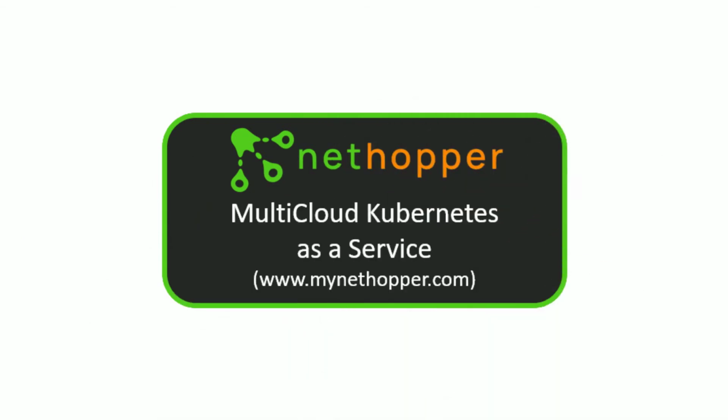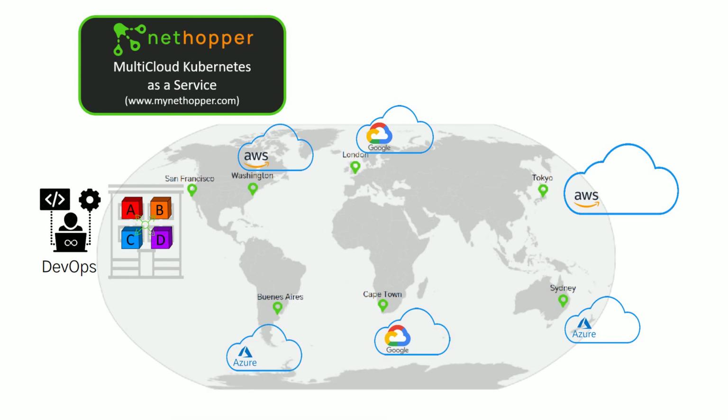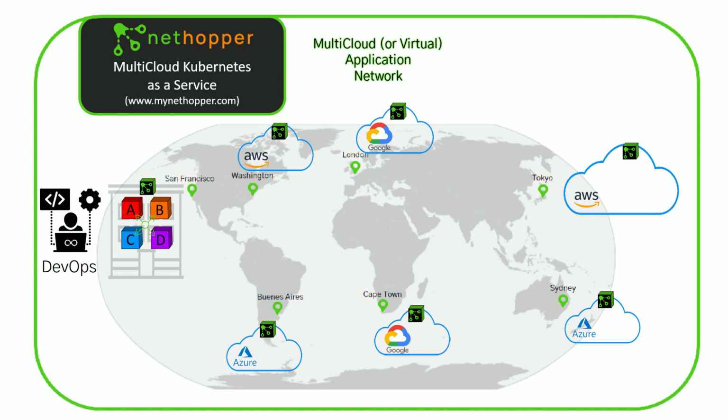Nethopper's multi-cloud Kubernetes as a service solves these problems. Just register online and follow simple instructions to add a Nethopper container to your clouds. Then, we build a secure overlay network for you called a multi-cloud or virtual application network. From a single dashboard, DevOps can monitor, move, and connect containers between all their clouds.